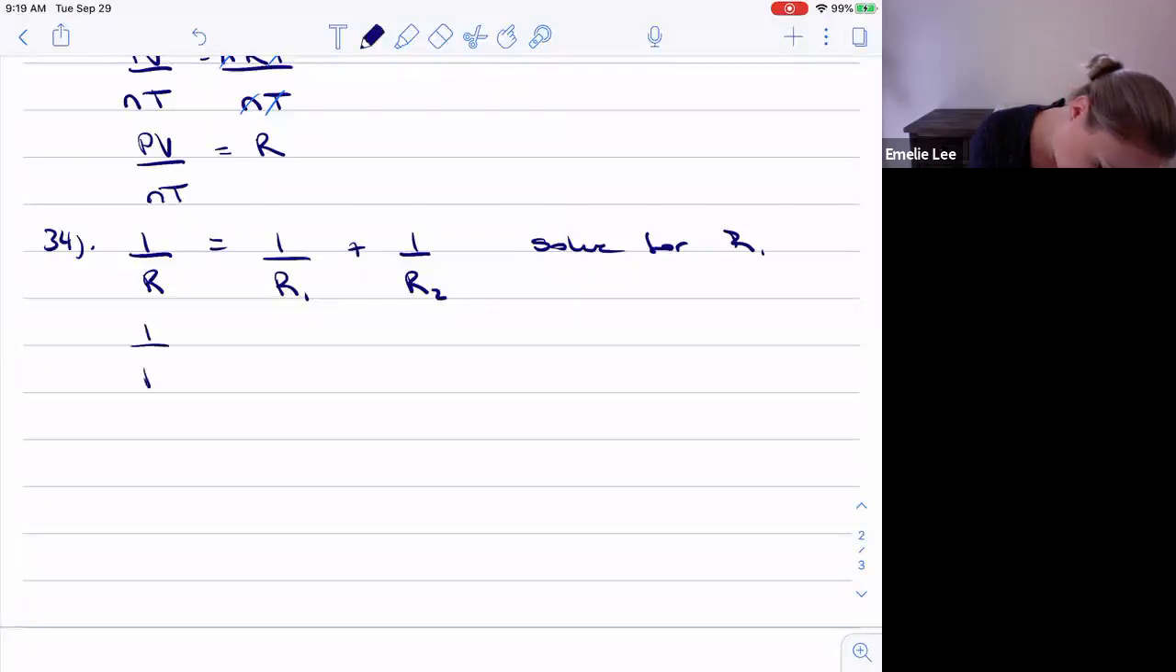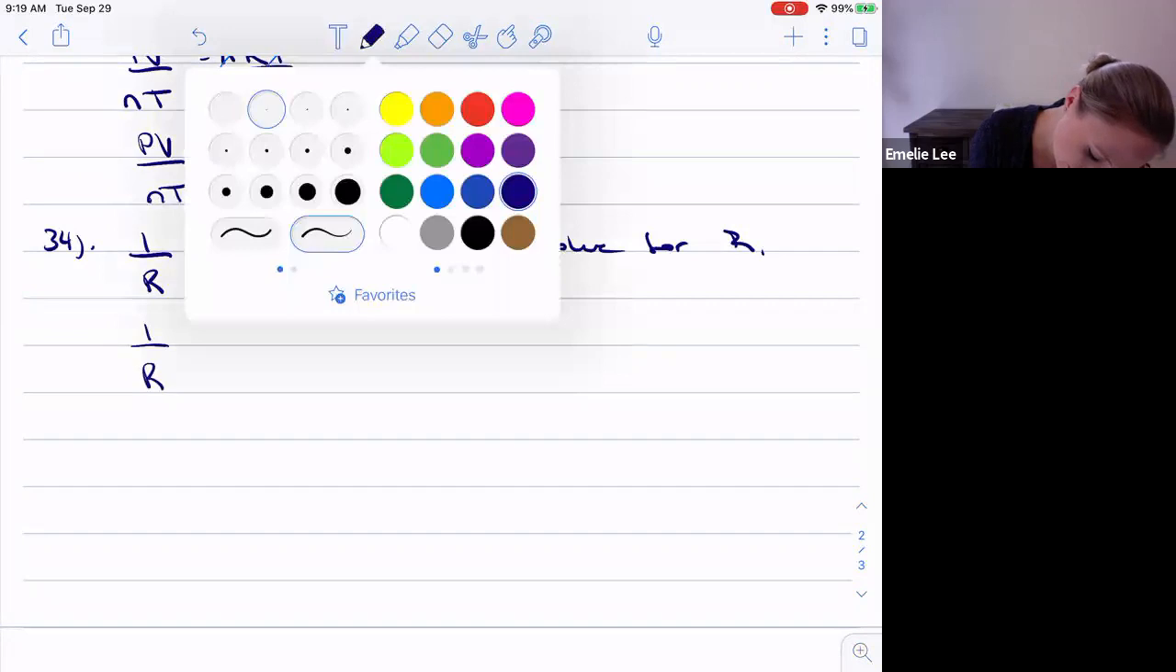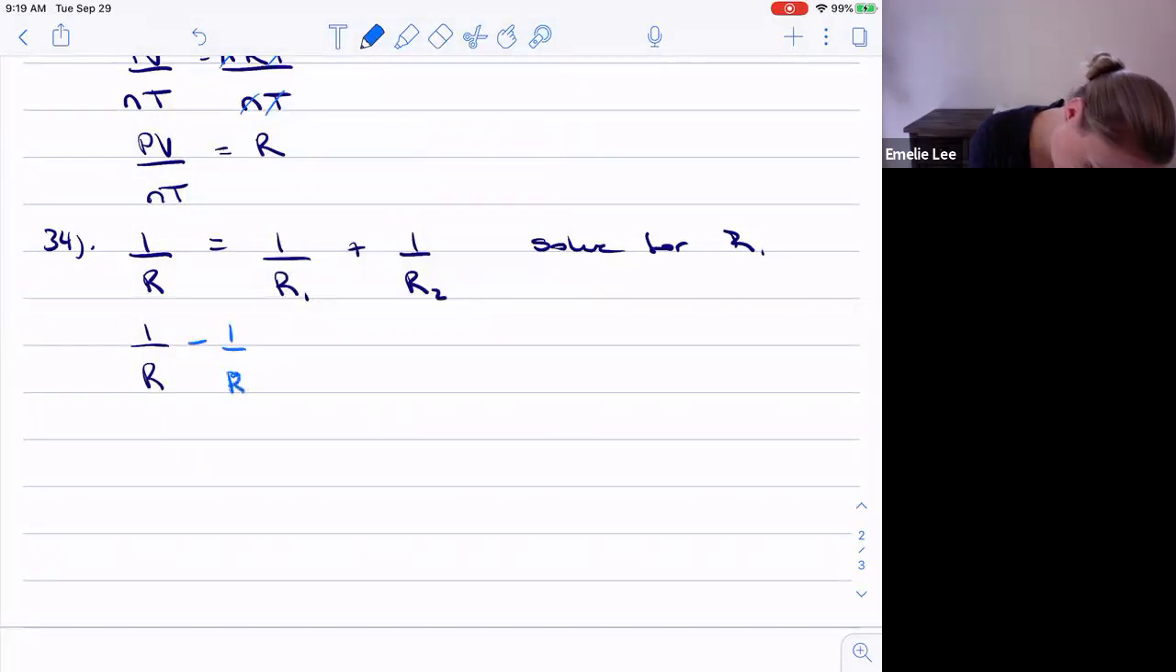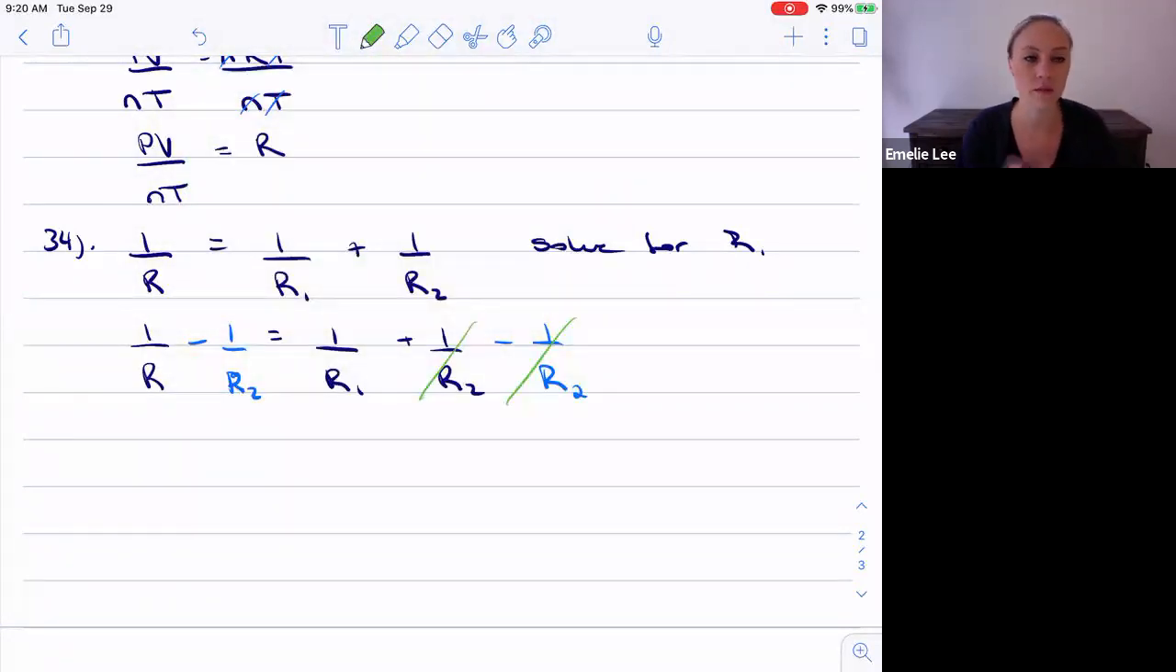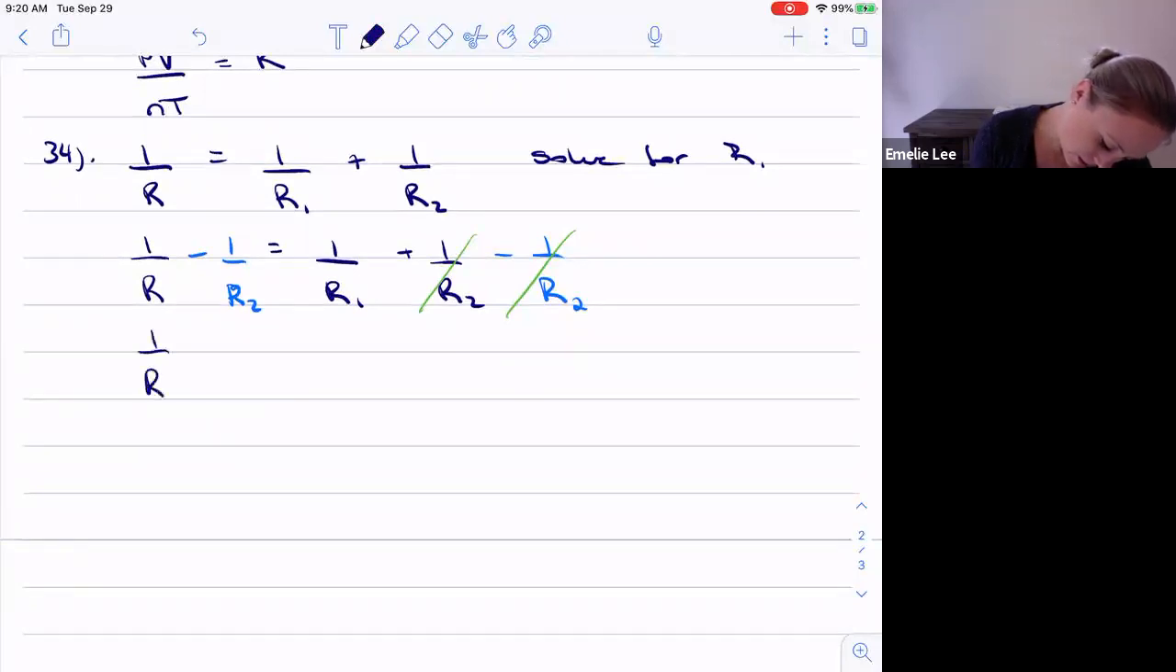So I have 1 over R. I'll try to use different colors to show what I'm doing. 1 over R1 plus 1 over R2 minus 1 over R2. Those will go away, right? You do not need to show this much work at all. I want to see that this has got moved over. You don't need to show this, you can just have it blank if you want. I'm just showing what happened. So now you have 1 over R minus 1 over R2 is 1 over R1.